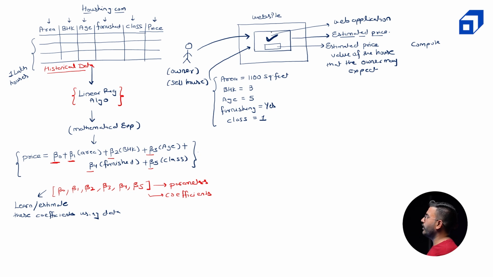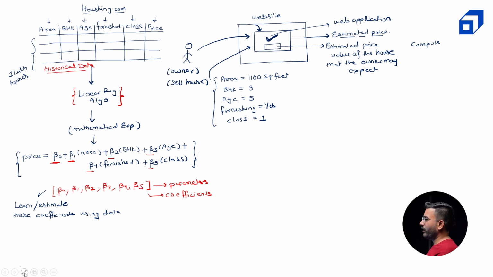Now once this is done, once I have this equation ready with me, I can put this equation with the values of beta naught, beta 1, beta 2, beta 3, beta 4, beta 5 in this web application. And then if a particular user comes and tries to utilize this web application to estimate the price of the house, they can simply provide these inputs, and the web application utilizing this mathematical expression can estimate the price of the house.